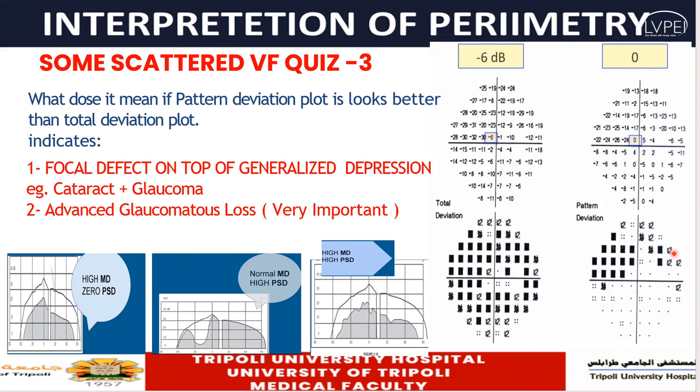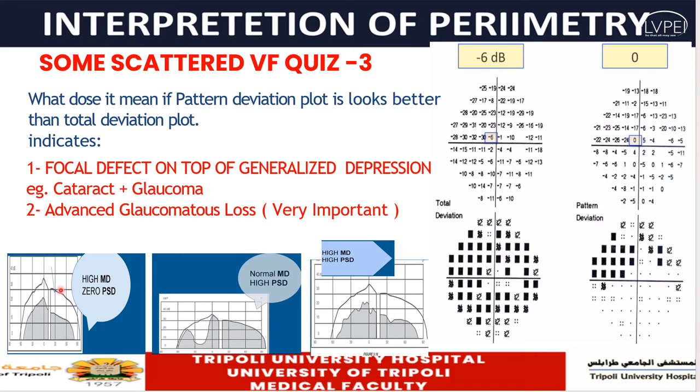So in this scenario, the first cause may be the presence of another coexisting pathology, like cataract on top of glaucoma. The generalized depression is because of cataract, and the local defect is because of glaucoma. But it can also be seen in advanced cases of glaucoma, in which there is a generalized depression because of glaucoma, and specific areas with marked depression due to local affection of the nerve fiber bundles. So you will find a combination of both local and generalized defect.